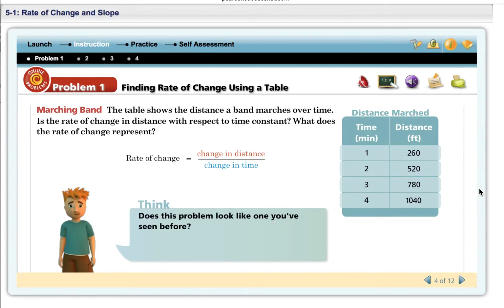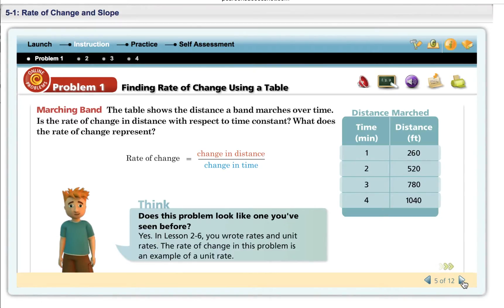Does this problem look like one you've seen before? Yes. In Lesson 2-6, you wrote rates and unit rates. The rate of change in this problem is an example of a unit rate. When we did unit rates, we talked about stuff like miles per hour, feet per second, that kind of thing. So really, it's just the comparison between the differences of these y values divided by these, down to just having 1 in the denominator. Wanting to know how far in 1 minute or how far in 1 mile, or how far in 1 second.